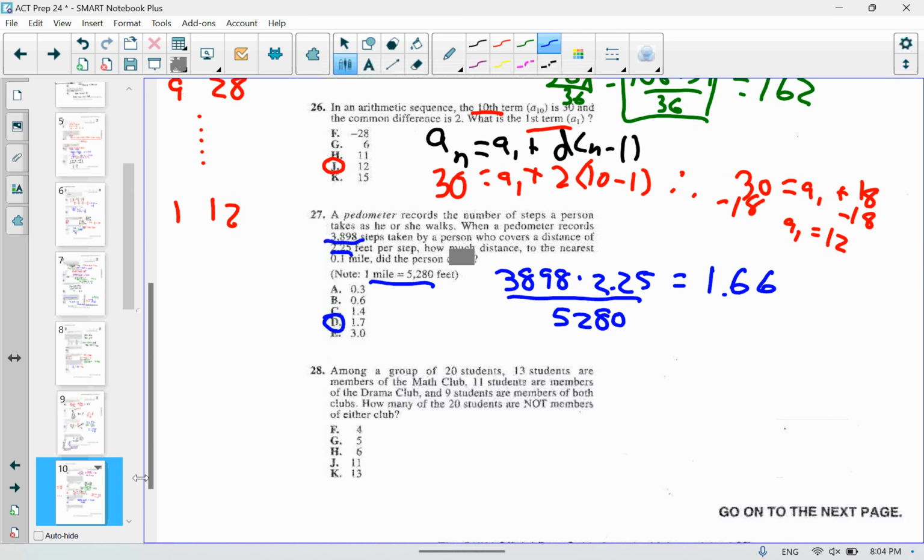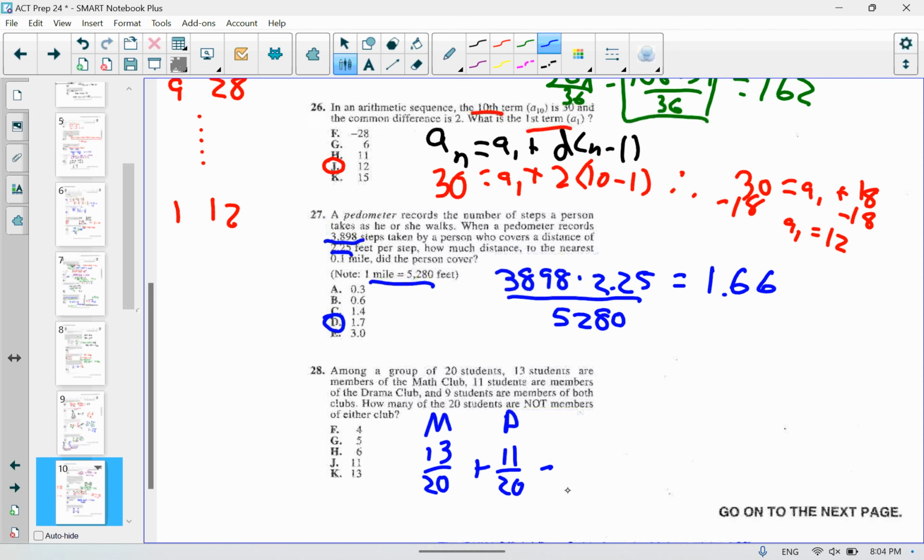Okay. This is some more probability stuff. So the way this works is you find the students in group 1. In this case, the math club has 13 students. You find the next one, the drama club, they have 11 students, and you add those together. Well, unfortunately, they give me 24 out of 20. That is not how it works.